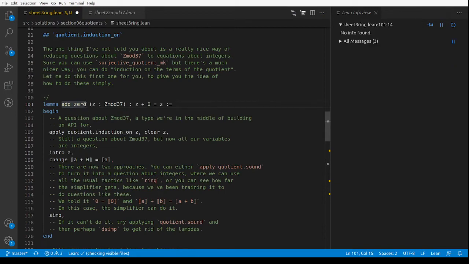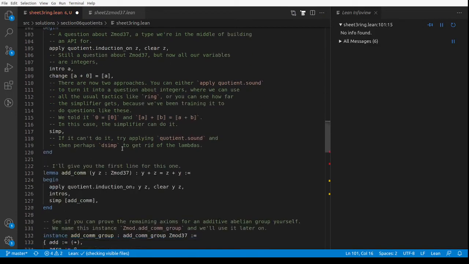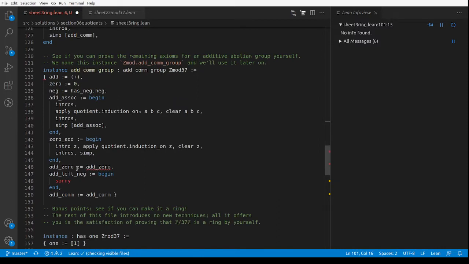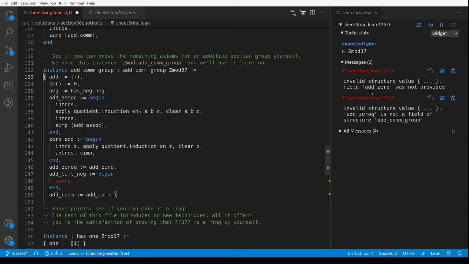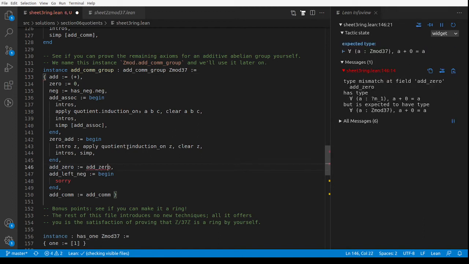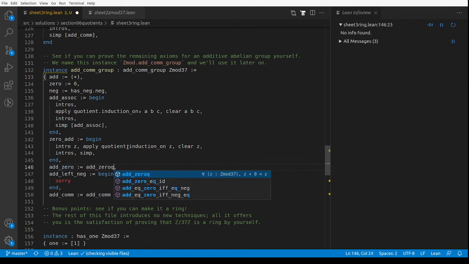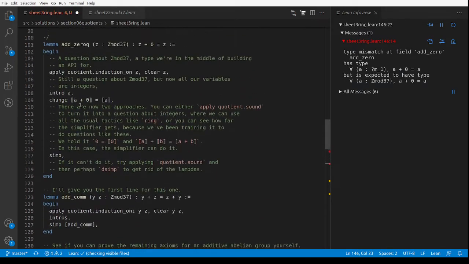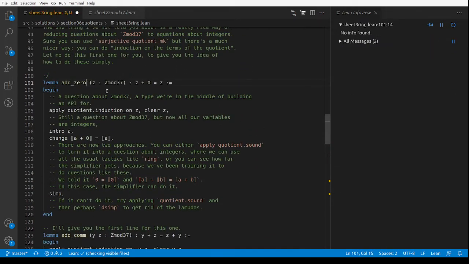If I change add_zero to add_zero_q, then this would break. And I can't change that q there because now I get some error, add_zero_q is not a field of this structure. So we fix this by putting that there and then putting the add_zero_q, right? That's what's going on there. I don't want to call it add_zero_q, let me fix it. There we go.